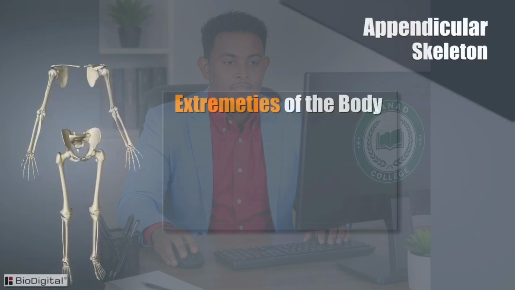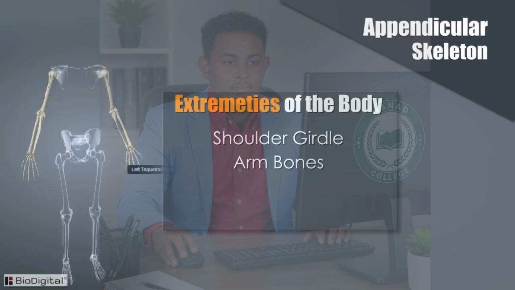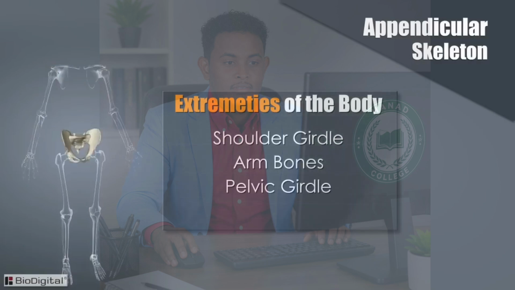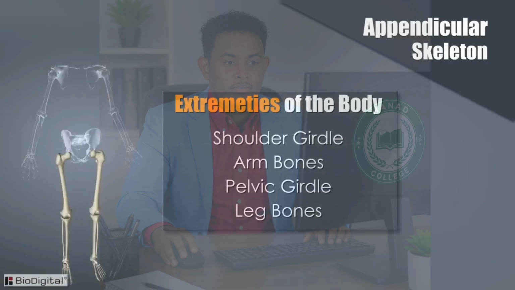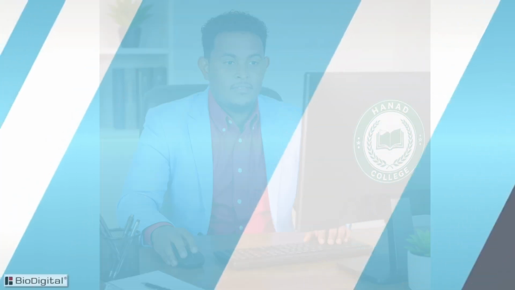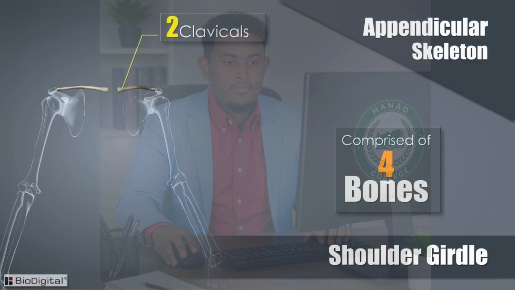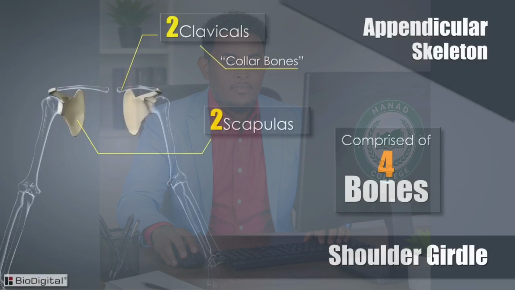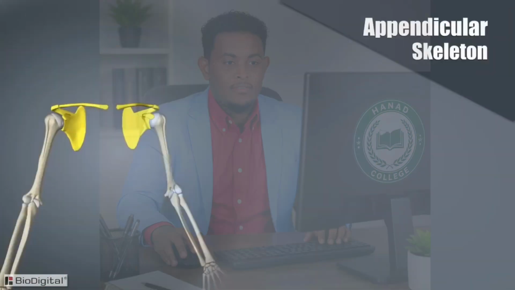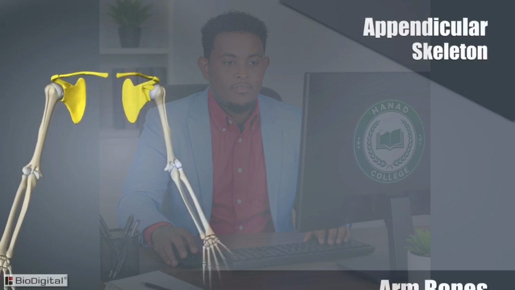The second major section of the skeletal system is called the appendicular skeleton. This section forms the extremities of the body, which are the shoulder girdle, arm bones, pelvic girdle, and the leg bones. The shoulder girdle is comprised of 4 bones. It's made up of 2 clavicles, known as the collarbones, and 2 scapulas, which are known as the shoulder bones. Together, these bones form the shoulder girdle to which the arm bones attach.